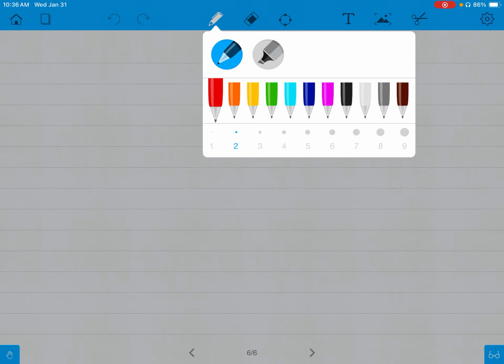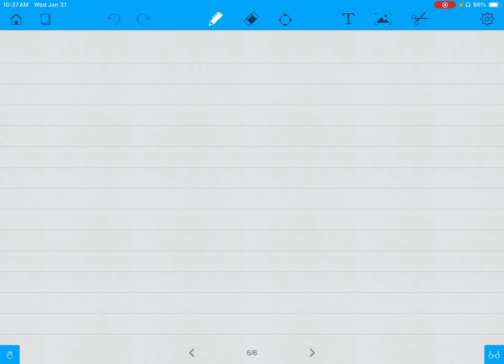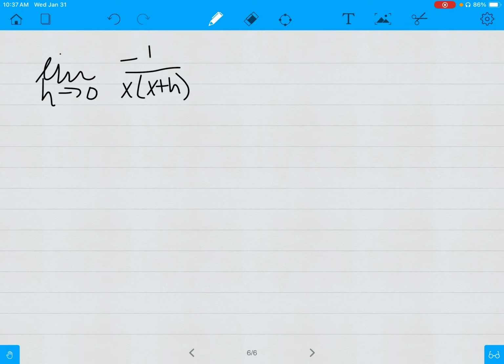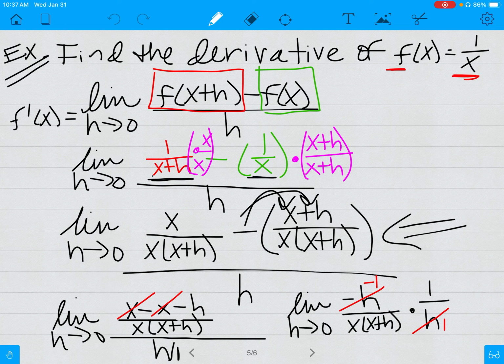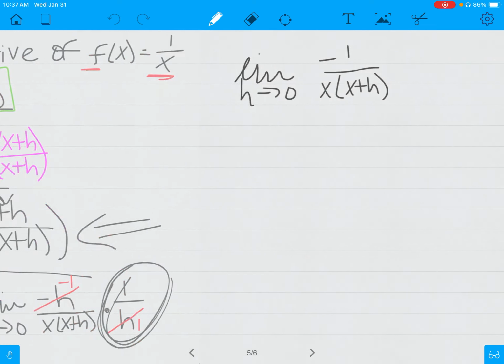We have limit as h approaches 0 of negative 1 over x times x plus h. That's what we had, right? Let me check. Negative 1 over x times x plus h. Yes, because this thing that we're multiplying by here, that's just a fancy number 1.